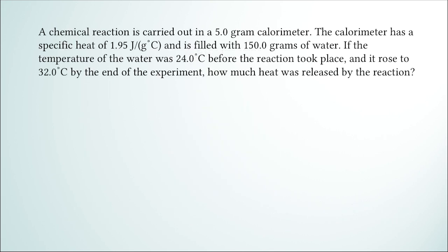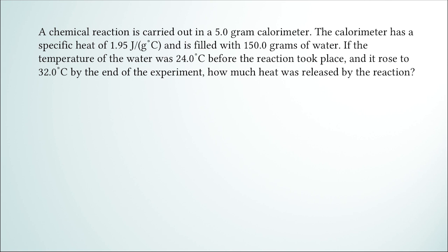A chemical reaction is carried out in a 5.0 gram calorimeter. The calorimeter has a specific heat of 1.95 joules per gram degrees Celsius and is filled with 150.0 grams of water. If the temperature of the water was 24 degrees Celsius before the reaction took place and it rose to 32.0 degrees Celsius by the end of the experiment, how much heat was released by the reaction?